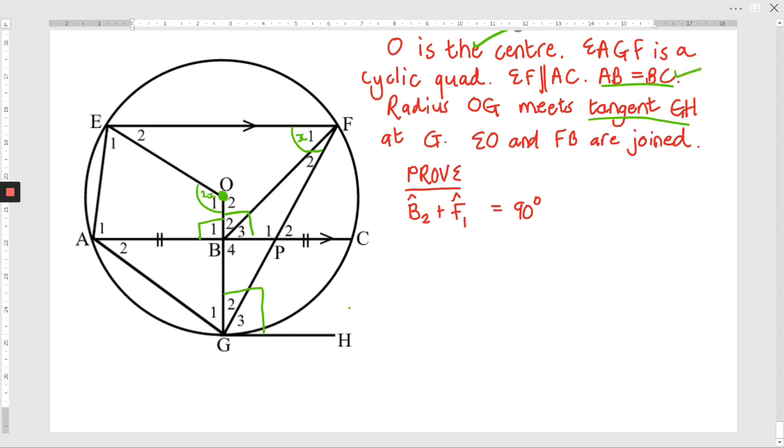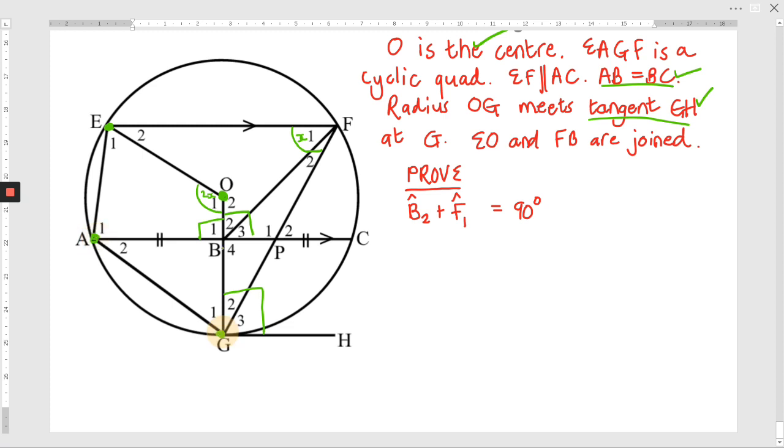Wait, is there a tan chord? So G3. Does G3 link to anything? That would be that FG needs to make an angle at the circumference and it does not. Okay, so I've dealt with the tangent. Okay, EAGF is a cyclic quad. EAGF.